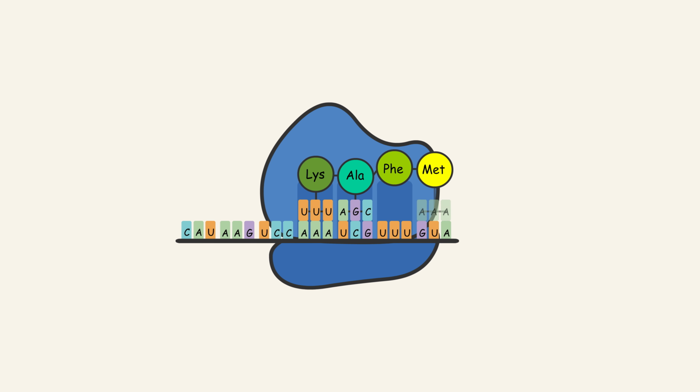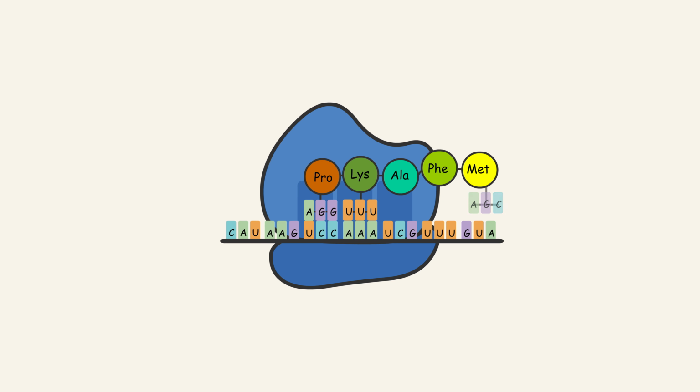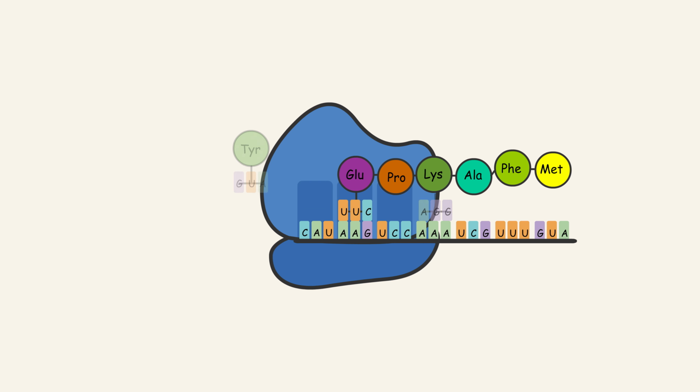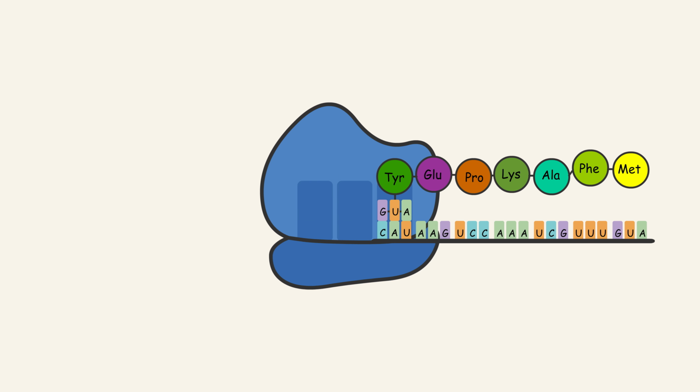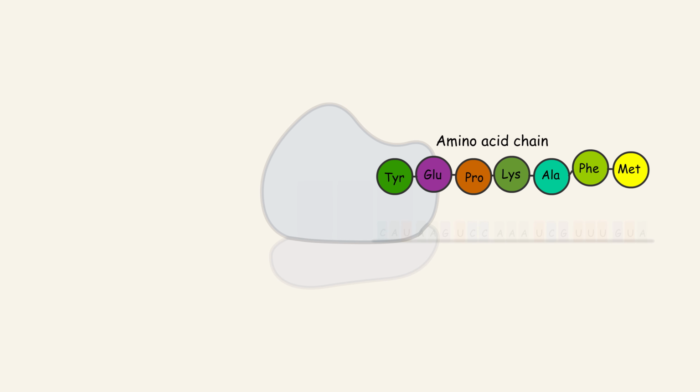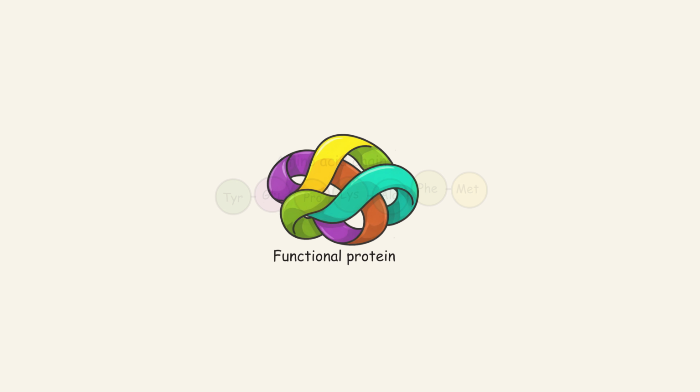This cycle of A site to P site to E site repeats again and again, adding 1 amino acid at a time, forming a growing amino acid chain. This chain later folds into a functional protein, and then the ribosome releases it, and the protein goes on to do its job in the cell.